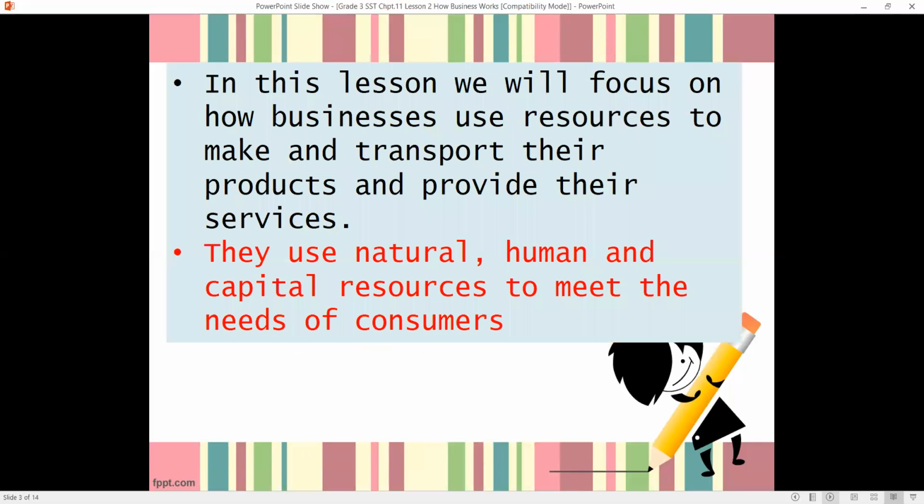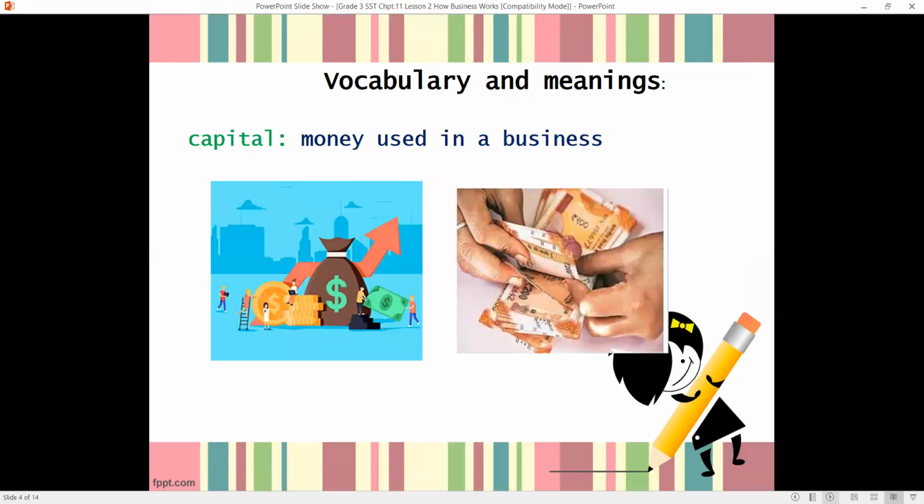Let's go to the summary of this lesson. In this lesson, we will focus on how businesses use resources to make and transport their products and provide their services. They use natural, human, and capital resources to meet the needs of the consumer. And who are the consumers? Consumers are people like you and me.